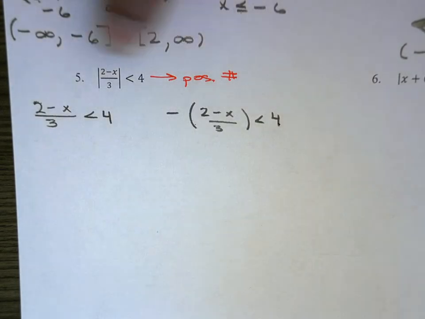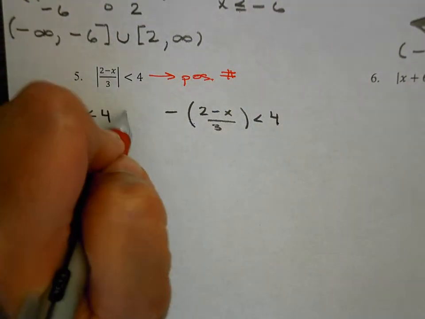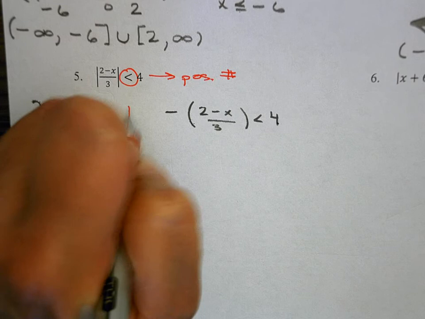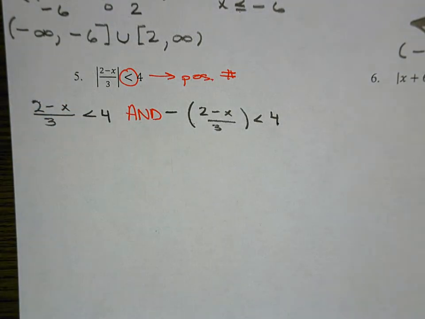And then because this is less than, then this would be "and". So if it's an "and" statement, there should be overlapping, and we should have that combined inequality. So "and": this has to be true, and this has to be true, so there should be a combined thing. Okay, so let's go ahead and solve.